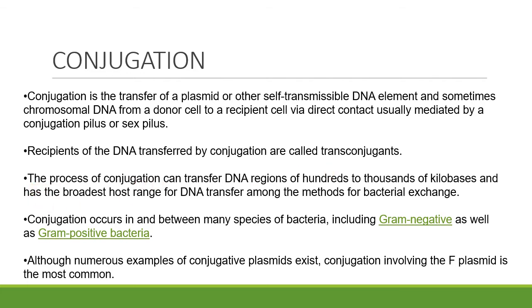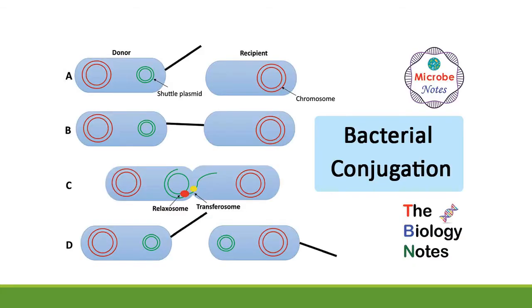The process of conjugation can transfer DNA regions of hundreds to thousands of kilobases and has the broadest host range for DNA transfer amongst the other methods of bacterial exchange. Conjugation occurs in between many species of bacteria, including gram-negative as well as gram-positive bacteria. Although numerous examples of conjugative plasmid exist, conjugation involving the F plasmid is most common.